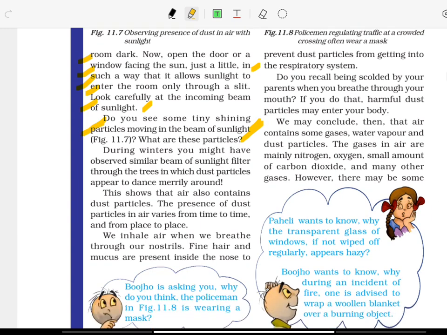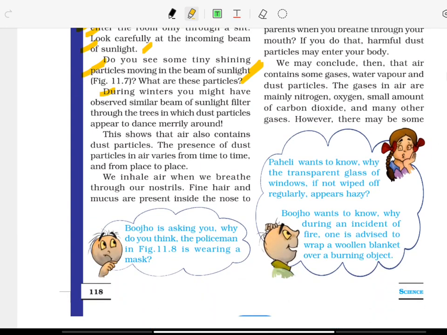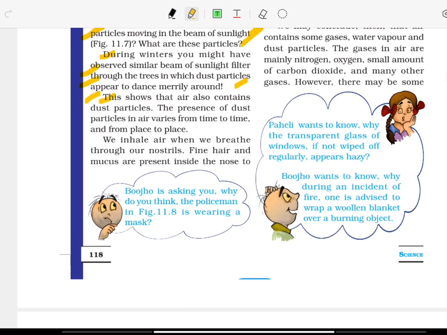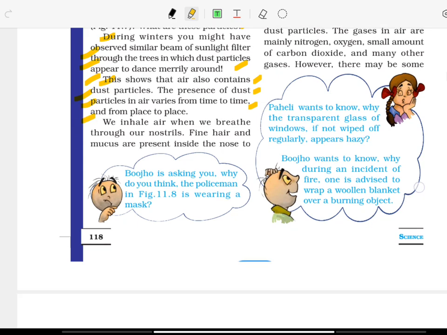What are these particles? During winter, you might have observed a similar beam of sunlight filtering through the trees in which dust particles appear to dance merrily around. They show that air also contains dust particles. The presence of dust particles in air varies from time to time and place to place.